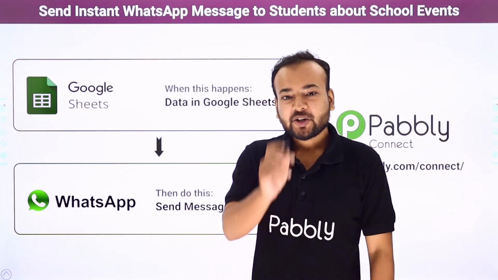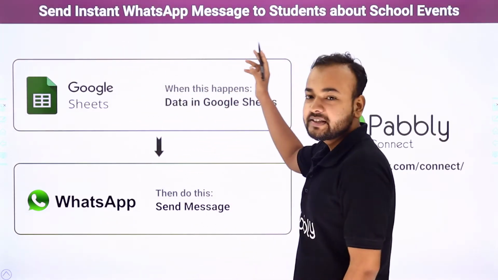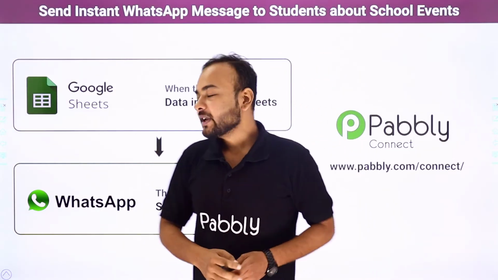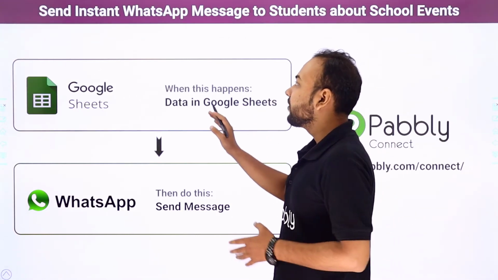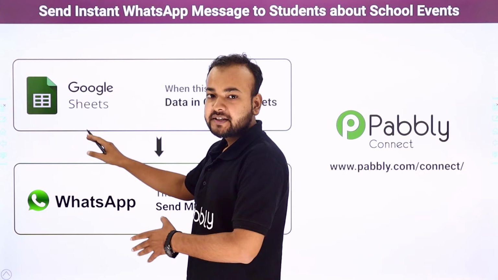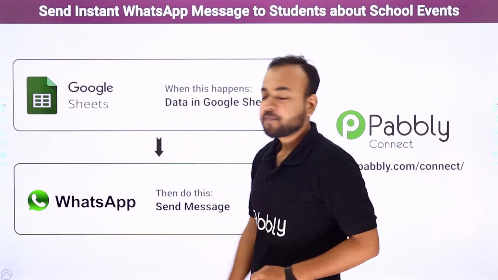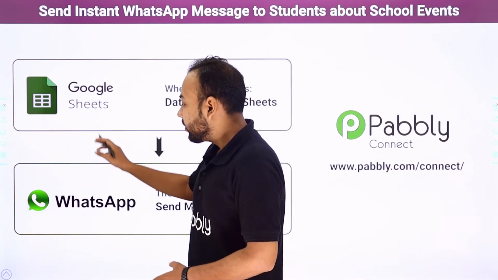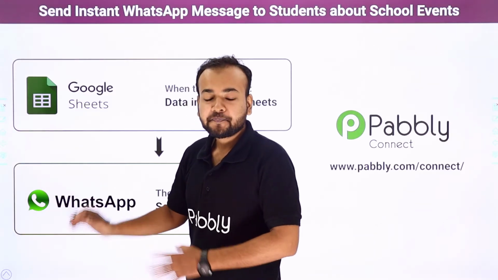In this video, you are going to learn how to send instant WhatsApp messages to students about school events. So let us see what is happening here. You have data of your students in a Google Sheet, and in a separate spreadsheet you have a record of upcoming school events. According to the data in these sheets, you are going to deliver a WhatsApp message to your students automatically.